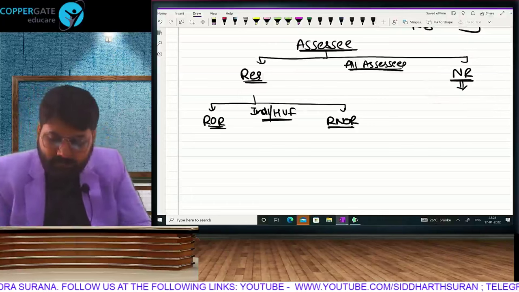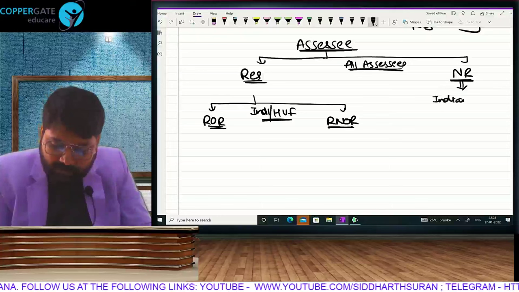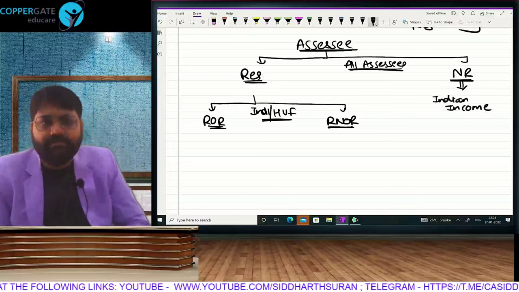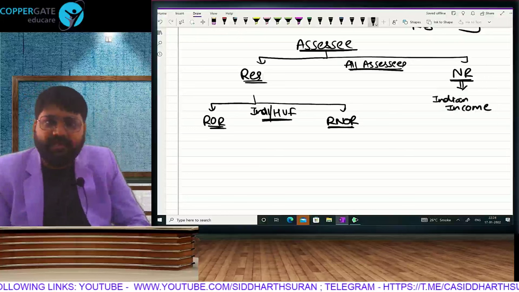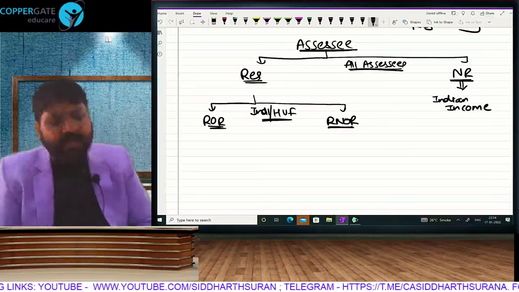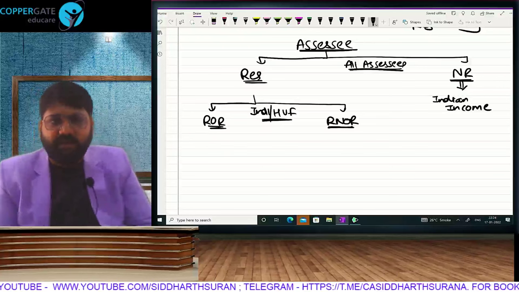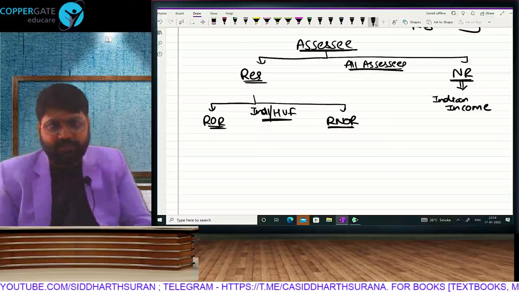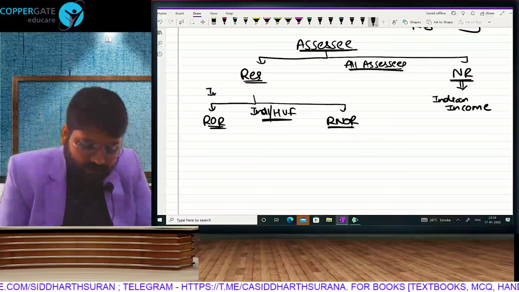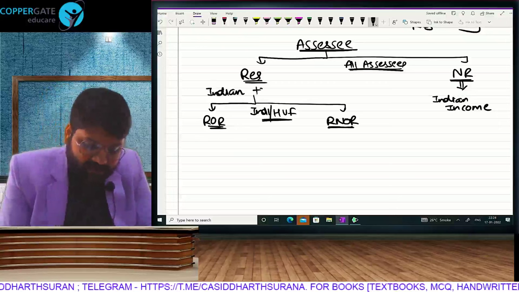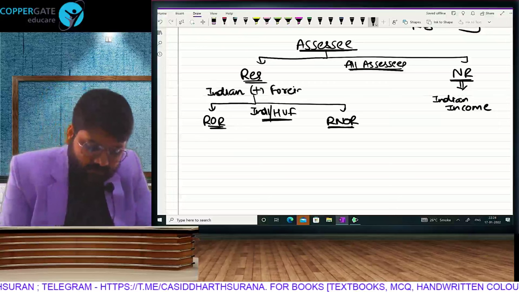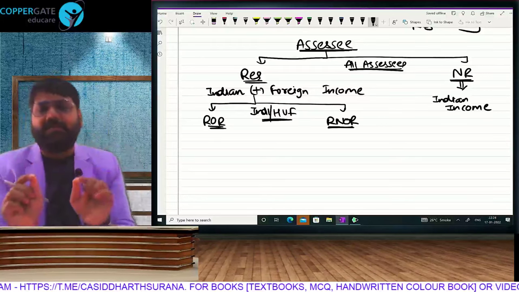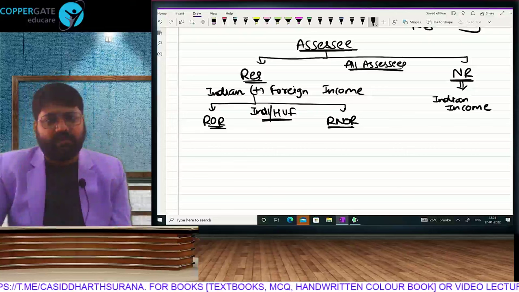Indian income. Very easy. Non-resident will pay tax on Indian income. Very easy. Resident will pay tax on which income? Indian income or foreign income or none of them or both of them? Four options. Can I say both of them? Both of them means Indian as well as foreign income. So, are you clear about the discussion of assessees other than individual HUF?